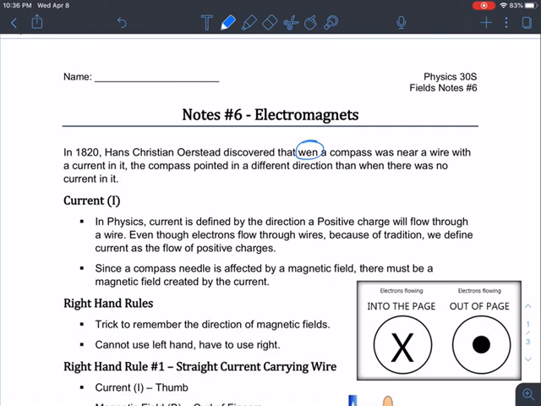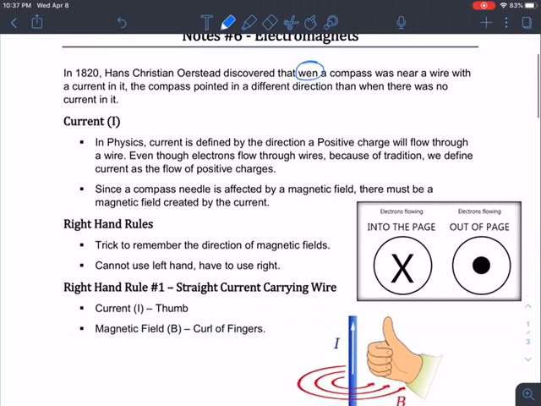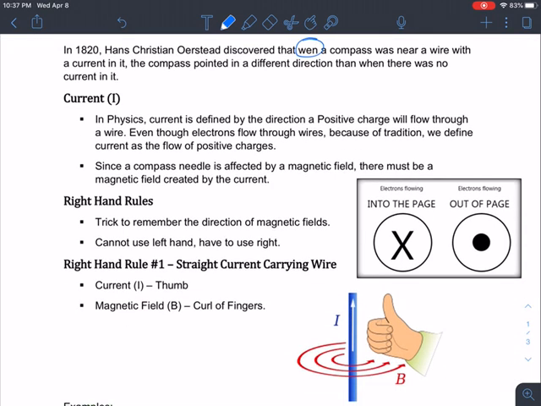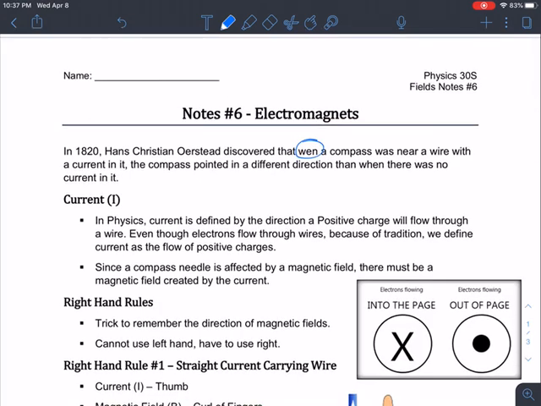And so he started looking around and he realized anytime there's a current running through a wire, the compass moves, which means there's a magnetic field around the wire. And then when he turned the electricity off, the magnetic field would go away. So then he started to experiment with this and think, can I create a magnetic field that would be strong and that I could turn on and off? Now that would be cool. And so that's what he started to discover, and this is called an electromagnet. That's a magnet that is produced by electricity. And so these are super handy.